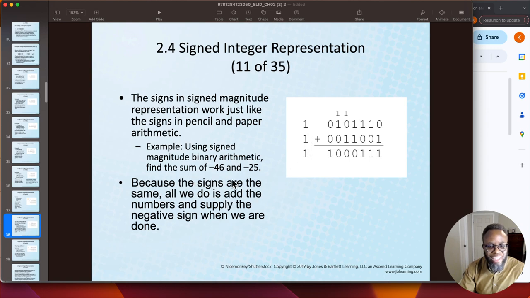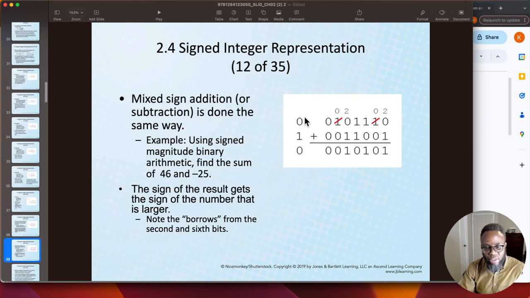Now, they say because the signs are the same, all we do is add the numbers and apply the negative signs. Oh, sorry, you don't add the signs. In the case where the signs are the same, you just use the same sign. In the case where the signs are different, mixed sign is done the same way.